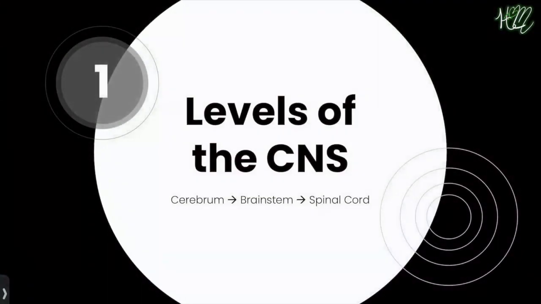So the first thing that we're going to talk about is actually the levels of the central nervous system. So we're talking about how the cerebrum is going to transmit signals to the brainstem and then finally to the spinal cord. And remember, we can have lesions at any point along this track. So from the cerebrum to the brainstem to the spinal cord, there can be lesions anywhere. And these lesions, we can identify them based on the signs and symptoms of the patient. So it's going to be really important to understand how these signals transmit so that way we can accurately identify where the lesions are in question stems.